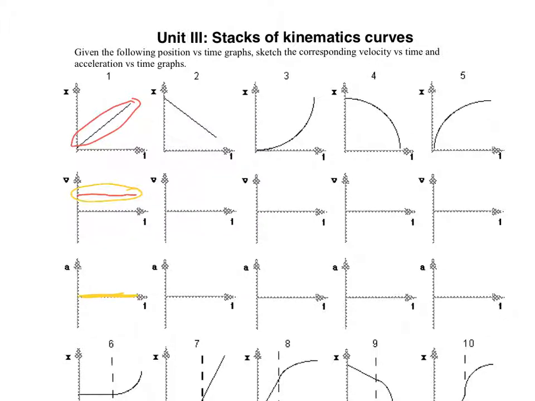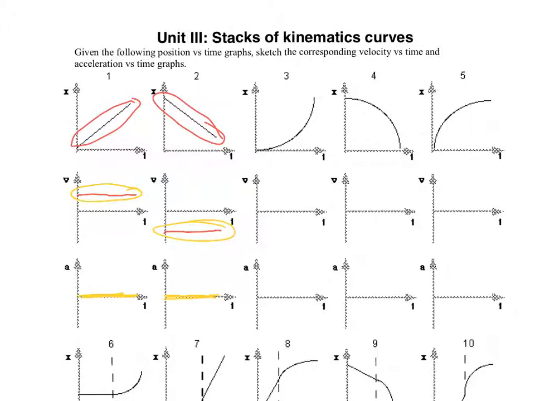Back over to here, we need to know what the slope of this is. Straight line, constant velocity. It has a negative slope. Then we need to know what the slope of this is. It's a 0 slope. Constant velocity has straight lines up here.